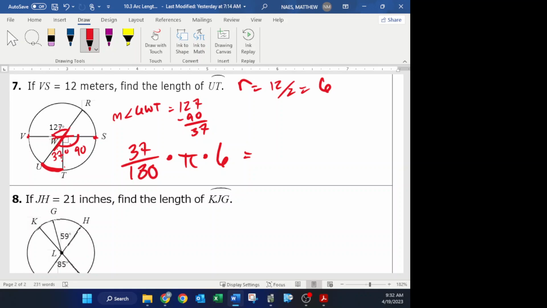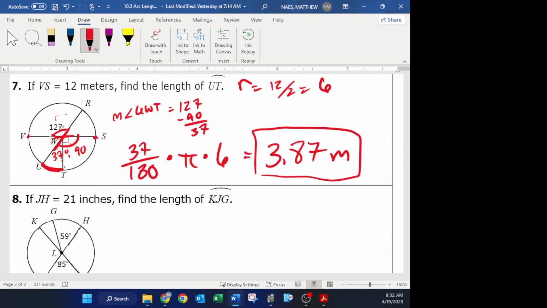Any questions on how I got the 37 or why that works? Again, since vertical angles are congruent, these two sets of angles should be equal to each other. If that's already 90, you would just take away 90 to get the remaining. So plug it in, you get 3.87, and it's in meters. So try number 8.